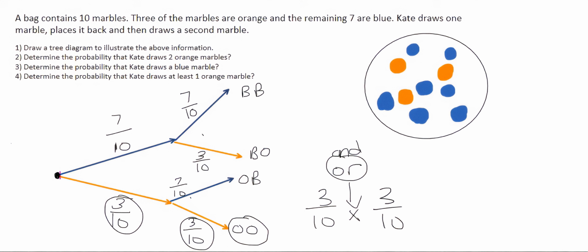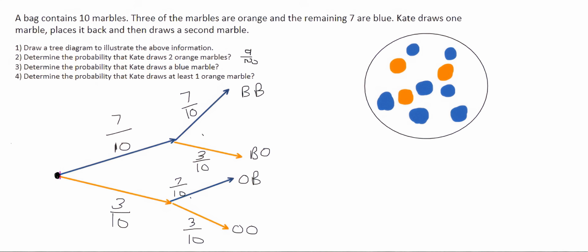So to memorize this, whenever you work on a tree diagram question, to work out the probability of a specific branch, you multiply. And so if we had to multiply these now, we would get a total of 9 over 100. Number 3, determine the probability that Kate draws 2 blue marbles. So that's the BB branch. So that's 7 over 10, multiplied by this one, which is also 7 over 10.